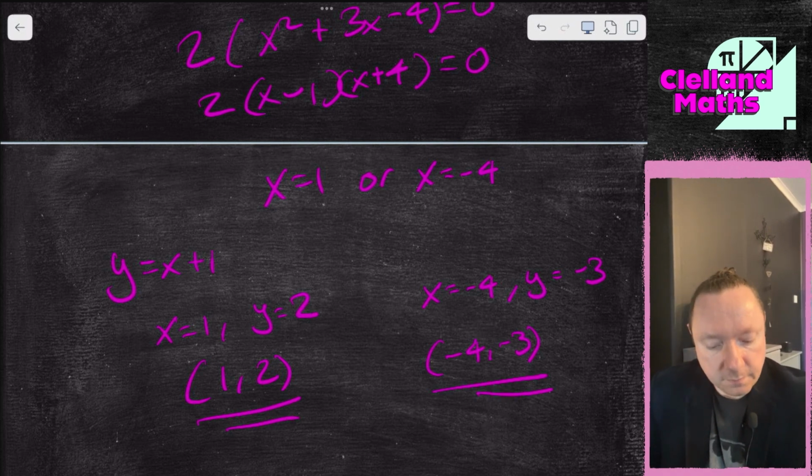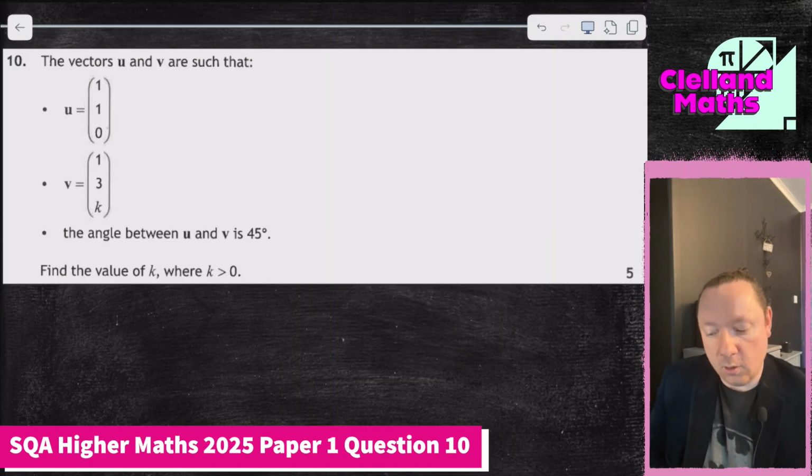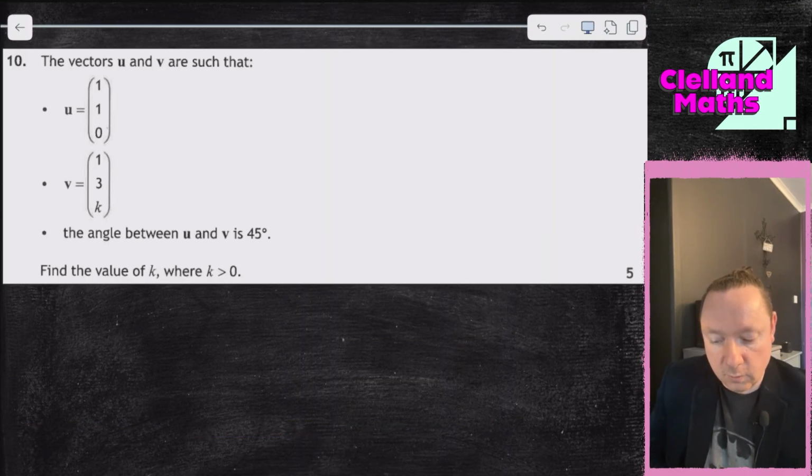And we're done there. SQA Higher Maths 2025, paper 1, question 10. The vectors u and v are such that u is (1, 1, 0), v is (1, 3, k). The angle between them is 45 degrees. Find the value of k.